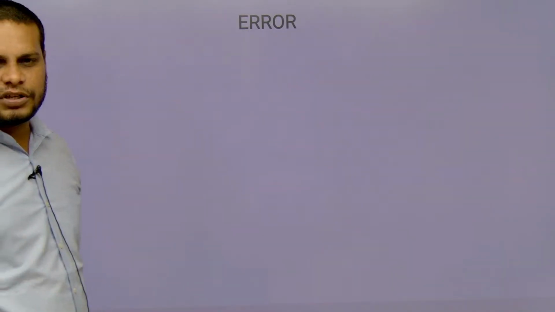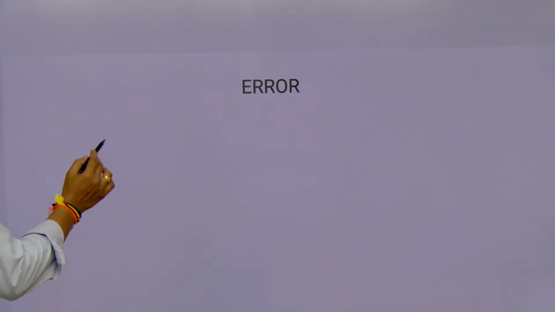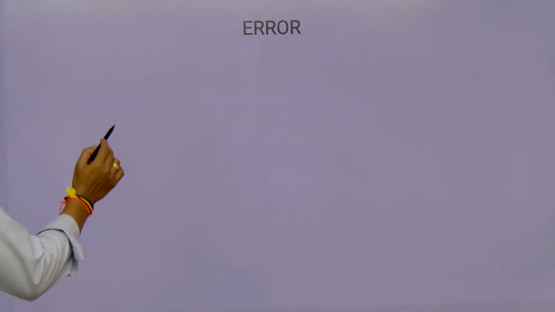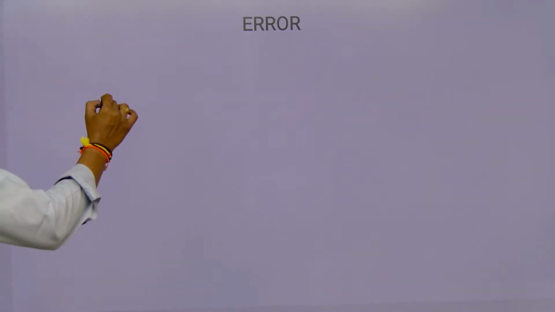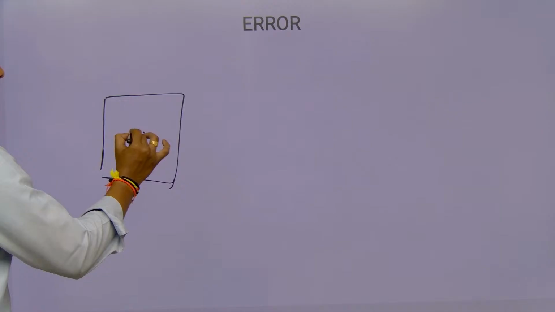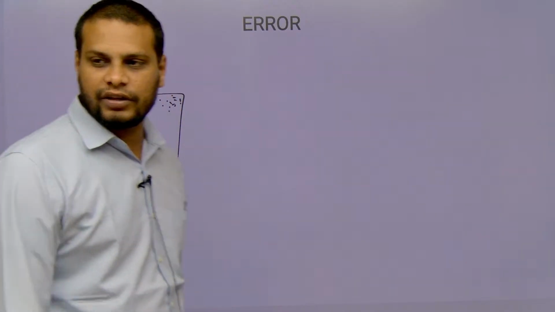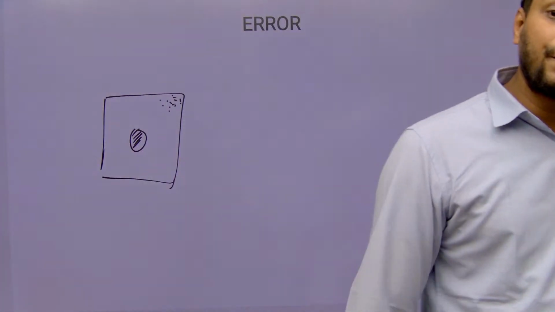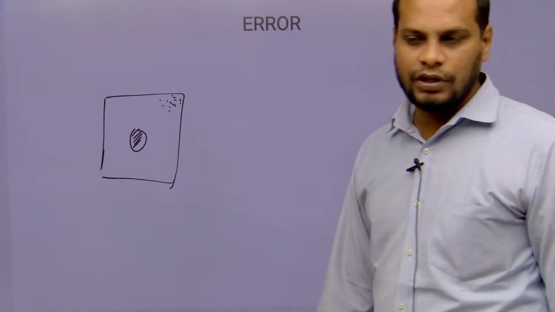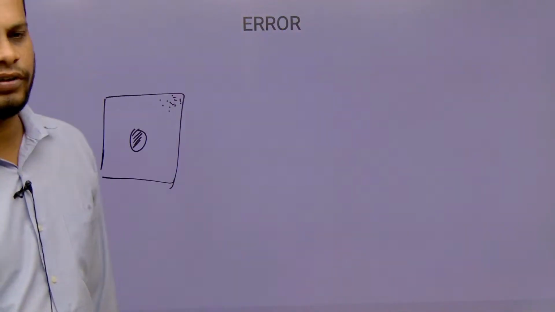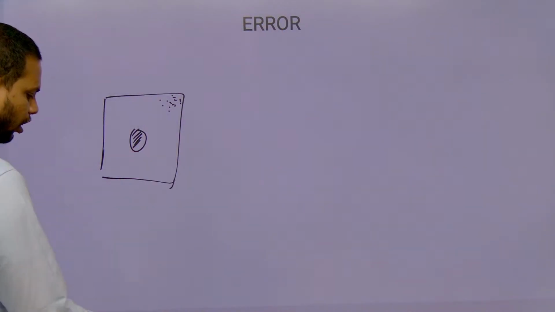I will also give an example for it. Suppose if you take a bull's eye, and this is the target. If all the arrows are falling here, then what can we say? It is having more precision but less accuracy. More precision, less accuracy. Are you clear?